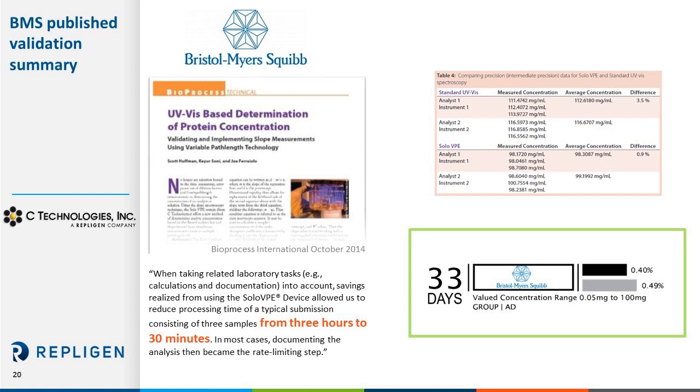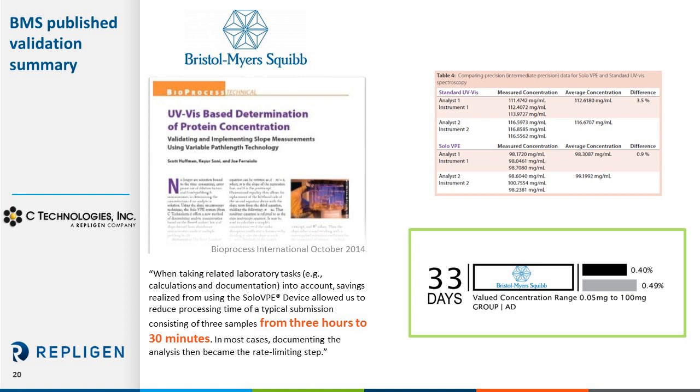However, the differences they used to see with their gravimetric dilution at about 3.5%, they now see in less than 0.5% using Solo VPE between 2 analysts and 2 systems that happen to be in different manufacturing suites. They were able to refine the process from 3 hours down to 30 minutes.